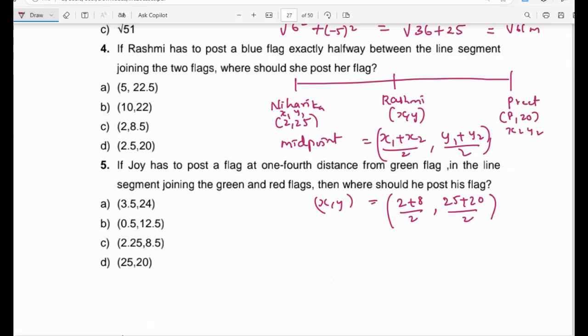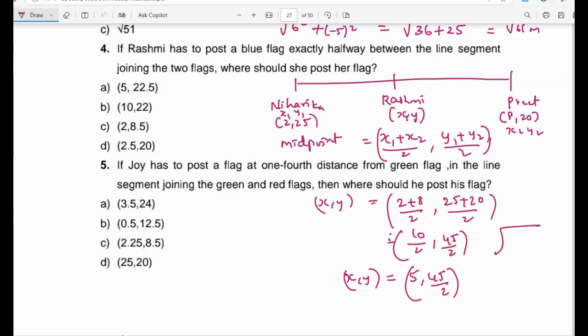We are just taking and adding. So it will be 10 by 2, comma 45 by 2. So here 10 by 2 we can simplify, it will be 5 comma 45 by 2. So this is the point where Lakshmi, that is Rashmi, has to place the flag. 45 by 2 is how much?